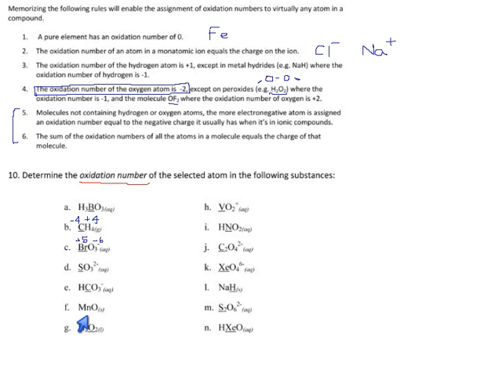MnO. Well, oxygen has to be minus 2. The total is 0, so manganese must be plus 2.